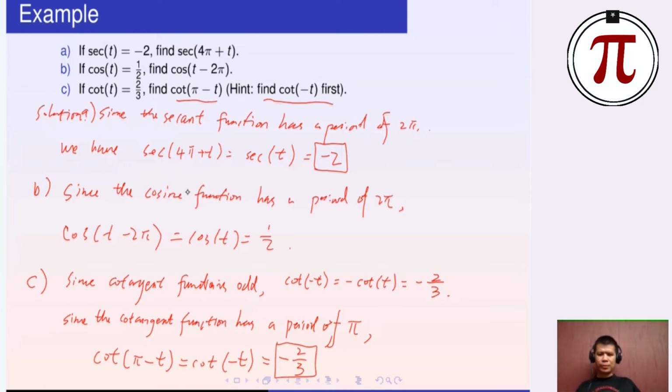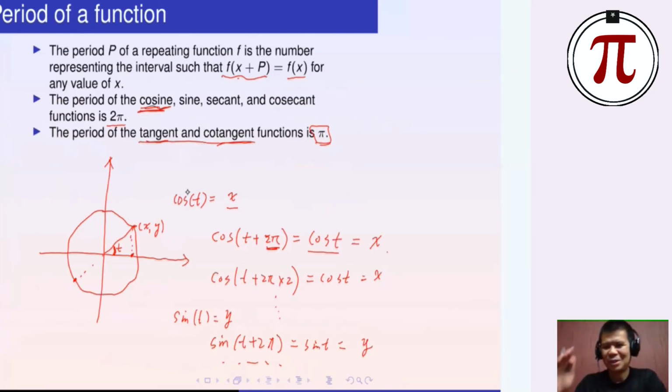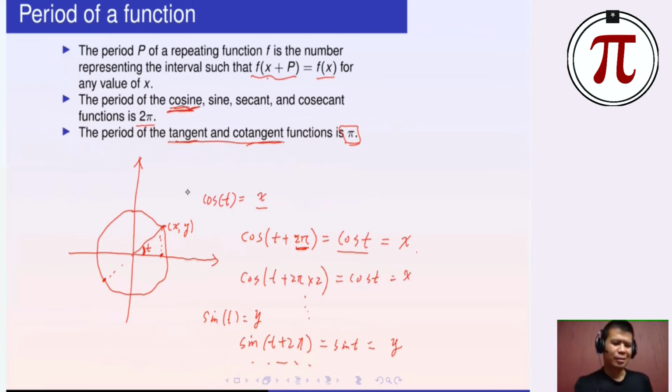So this is to use the periodicity of these trigonometric functions. We can find the values of the functions at some related points. So just be careful about this periodicity. They repeat after a certain period. History repeats, right?